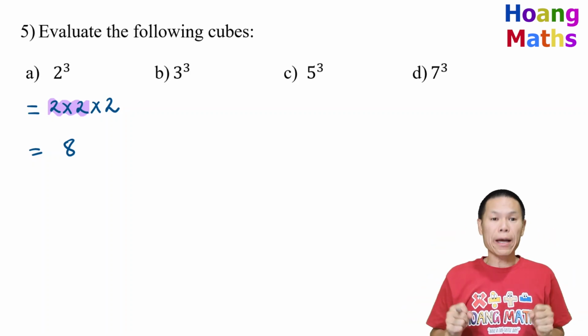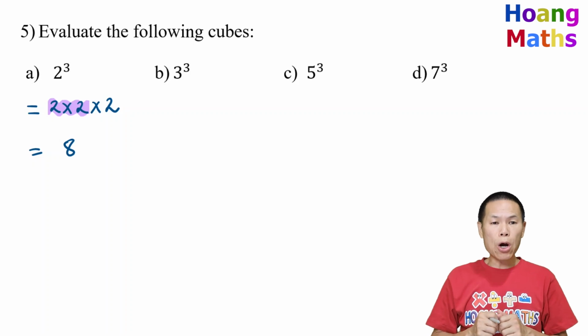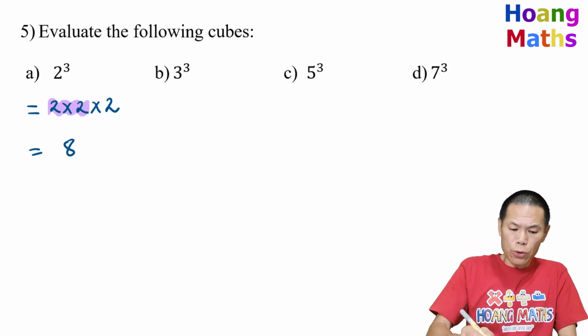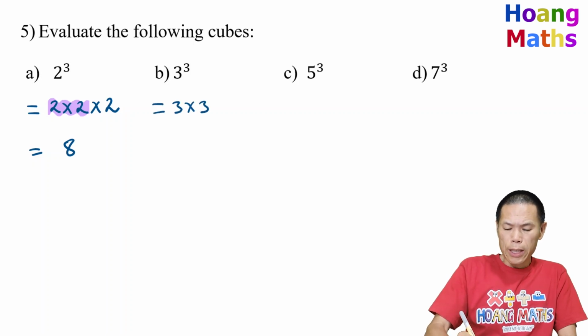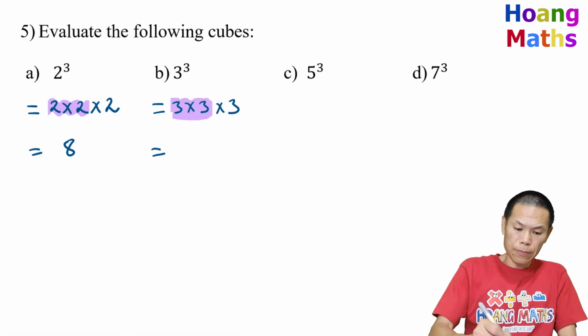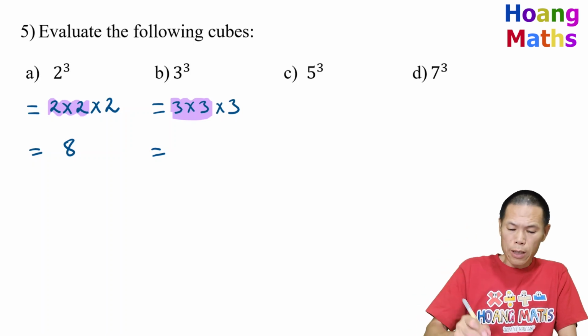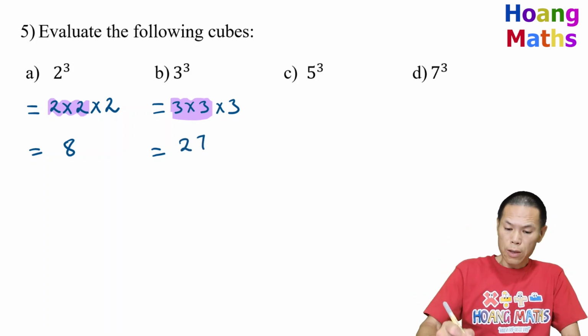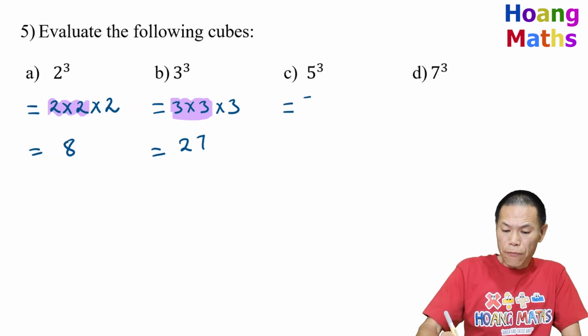Hi there, I'm back. How did you go? Let me go through them with you. So first of all, we have 3 cubed is equal to 3 times 3 times 3 again. And we have 3 times 3, that give me 9. And 9 times 3, give me 27. There you go.